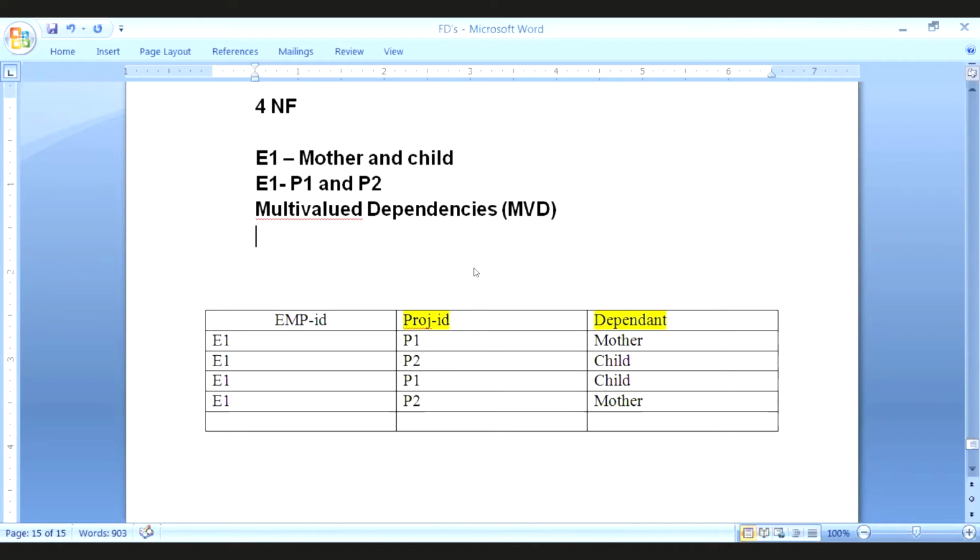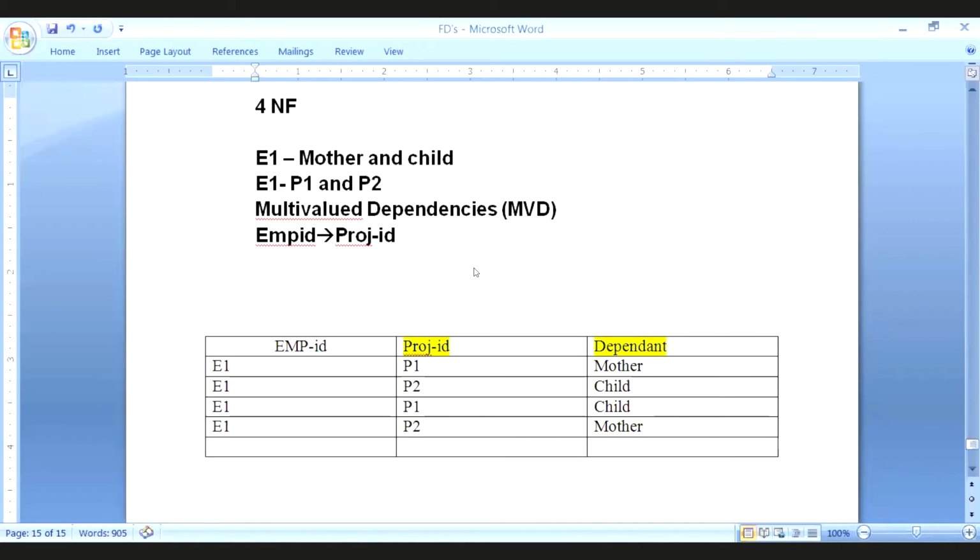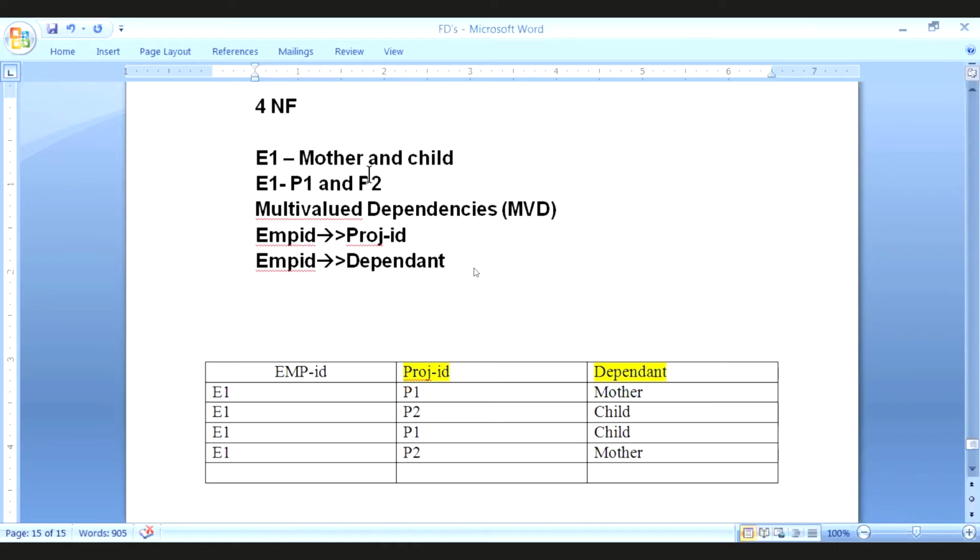Okay. Now with respect to this table, we have EMP-ID. EMP-ID, we will write multi-determines project ID. We could have written it separately also. We could have written EMP-ID multi-determines the other attribute, that is dependent. But generally, instead of writing two separate multi-determines, what we follow is we write in a single line. Instead of writing two separate, we partition them and write it together.